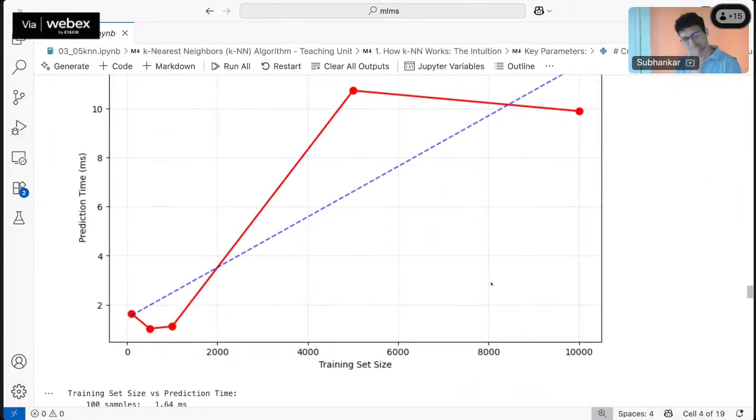But then how do we choose the value of k? That's the question that is remaining. Any answers from the audience? Any hints if you have? How do we choose the value of k?